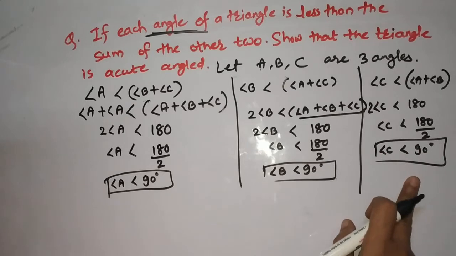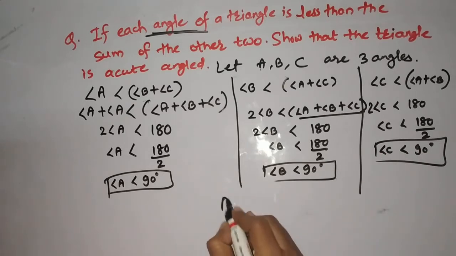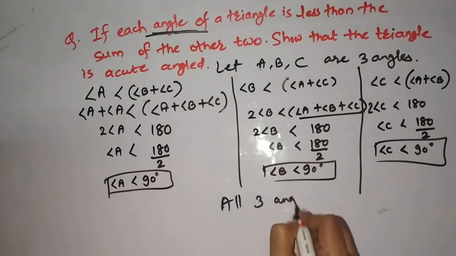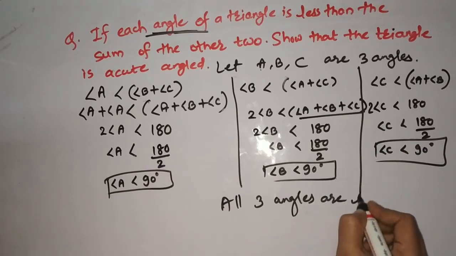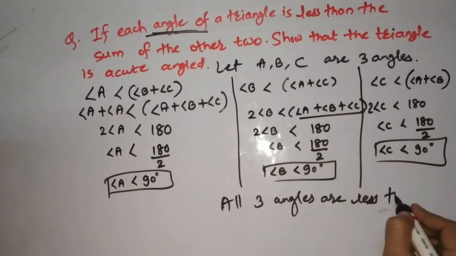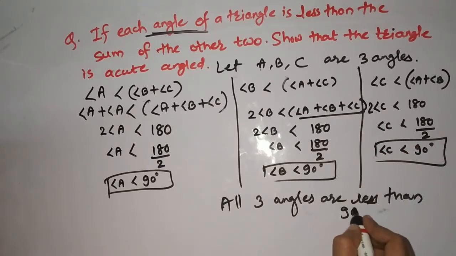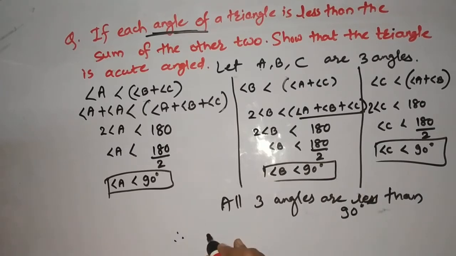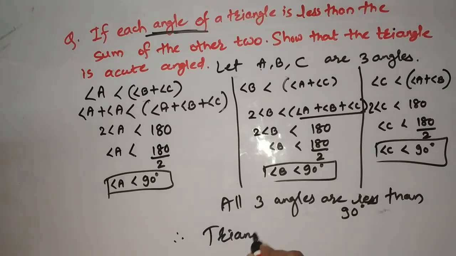Here, 1, 2, 3, all angles are less than 90 degrees. All 3 angles are less than 90 degrees. It means they are all acute. Therefore, the triangle is acute angled.